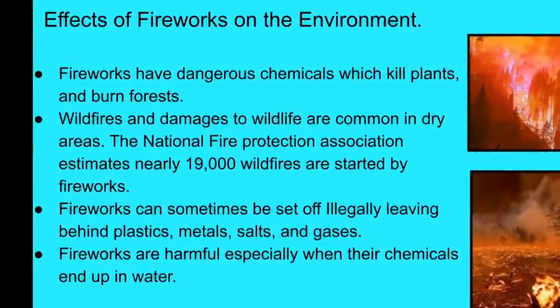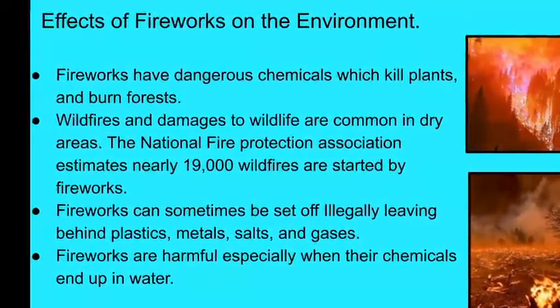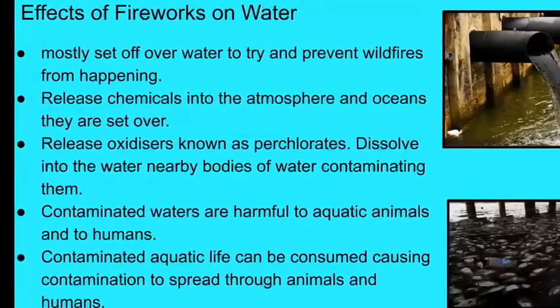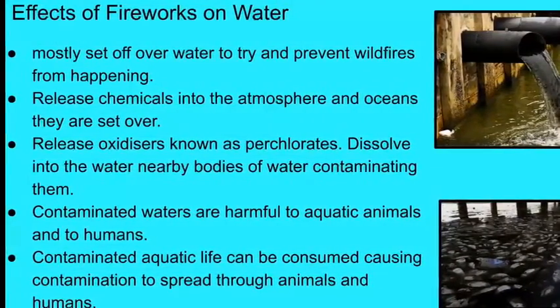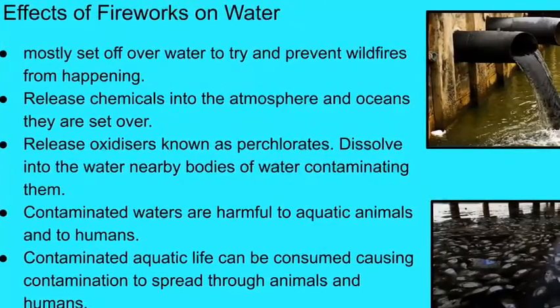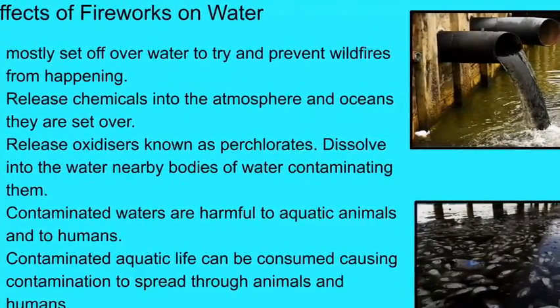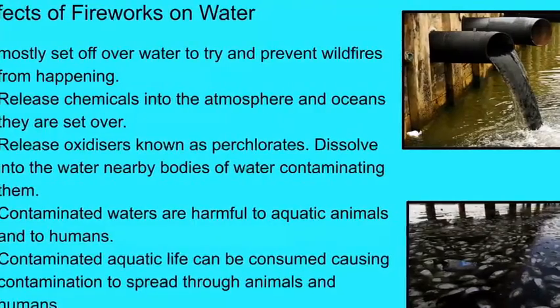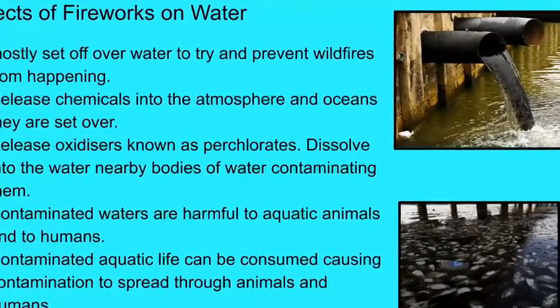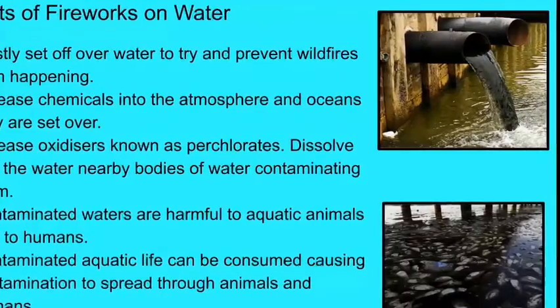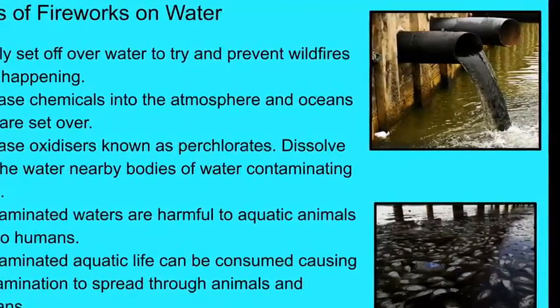These chemicals are especially harmful if they end up in water. They contaminate it. The effects of fireworks on water. They are mostly set off over water to try and prevent wildfires from happening. They still release chemicals into both the atmosphere and oceans, though. They release oxidizers, known as perchlorates, which dissolve into the water, contaminating it. This contaminated water is especially harmful to aquatic life, which can then be consumed by animals and humans, which can spread contamination through both of them.